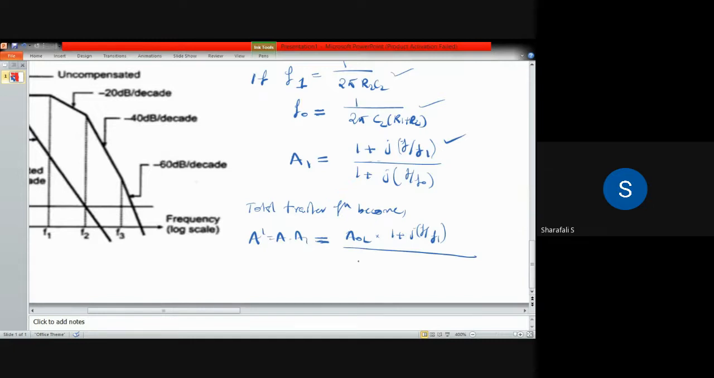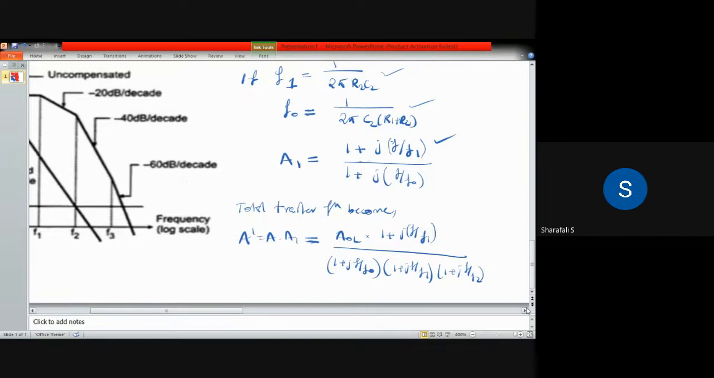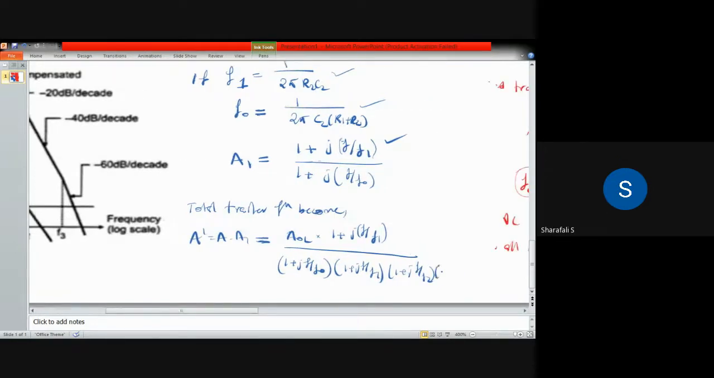Divided by, then we have 1 plus j into f by f0, that is the first one. Then we have 1 plus j into f by f1. Then 1 plus j into f by f2, also 1 plus j into f by f3.